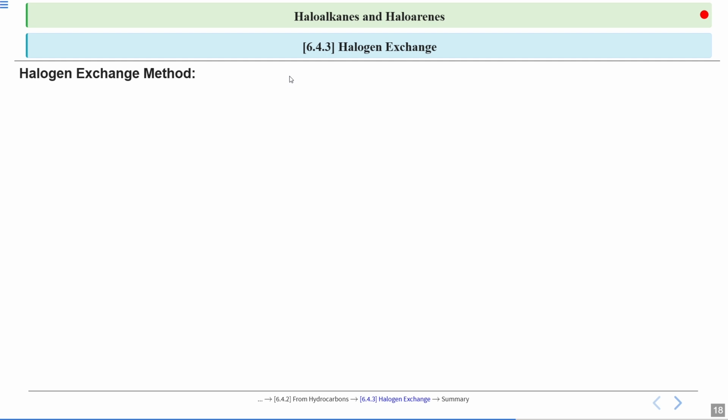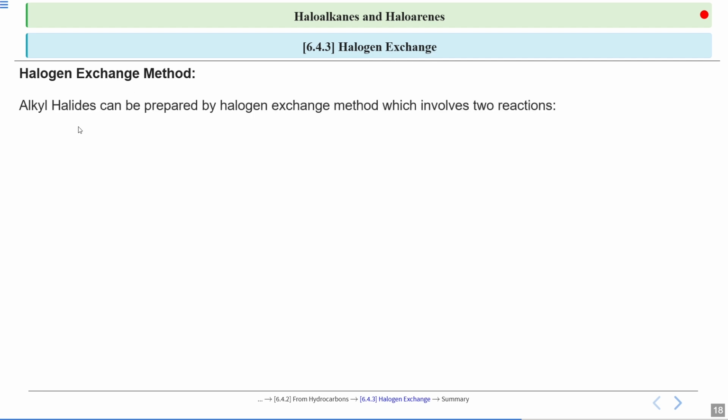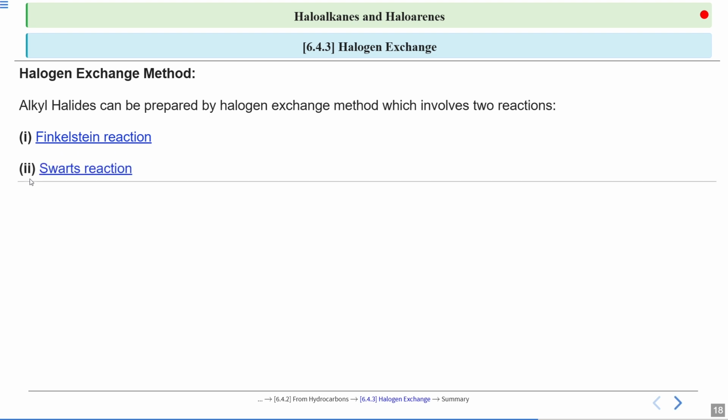Okay, let's see the third major method of the preparation of haloalkanes, that is our section 6.4.3, halogen exchange. Alkyl halides can be prepared by the halogen exchange method, which involves two reactions. First is the Finkelstein reaction and the second is the Swarts reaction. Let's see about them one by one.